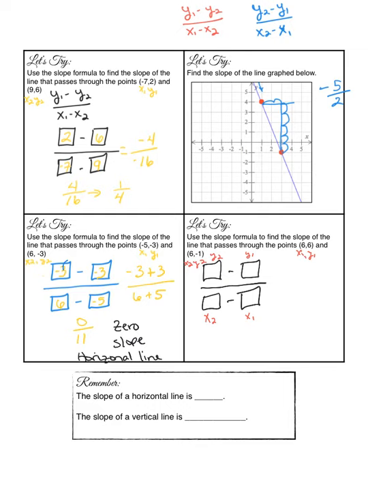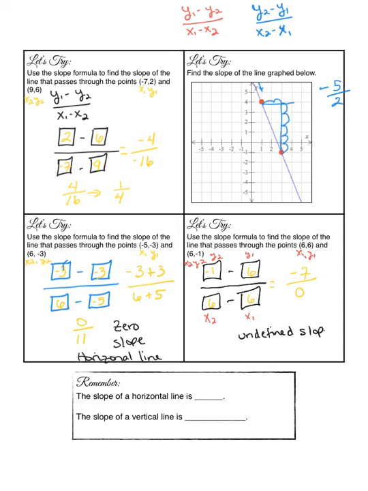All right, so my y2 is negative 1. My y1 is 6. My x2 is 6. And my x1 is 6. Lots of 6's in this one. Negative 7 over 0. Oh, that's cool. So what does that mean when I get something over 0? That is an undefined slope.